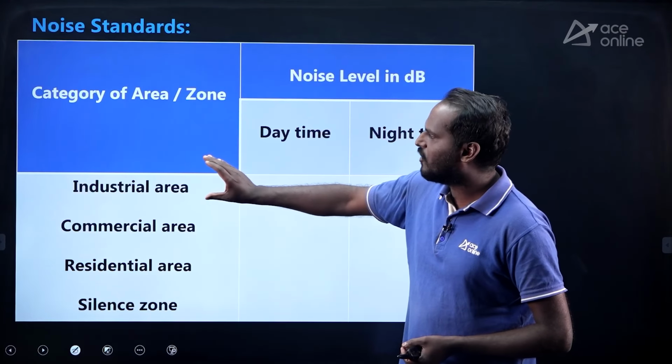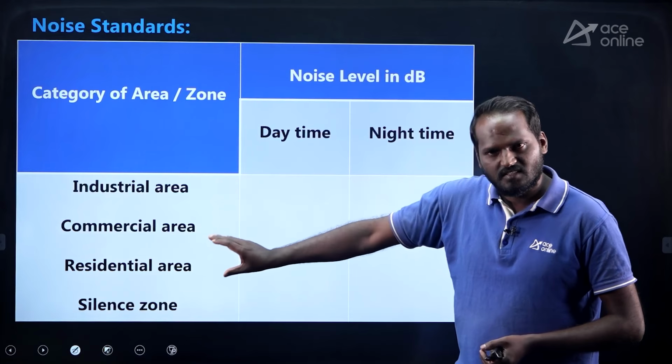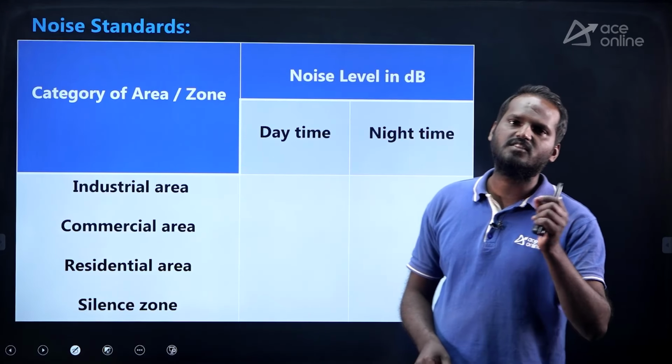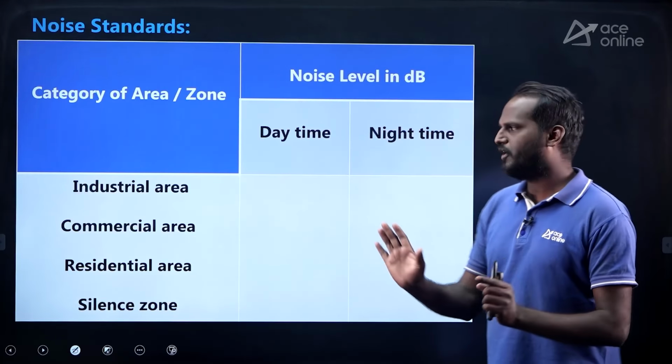First thing is highly noisy area is industrial area, then commercial area, then residential area. After that we have a silence zone. This is the order in sequence, right? That is what you need to remember.